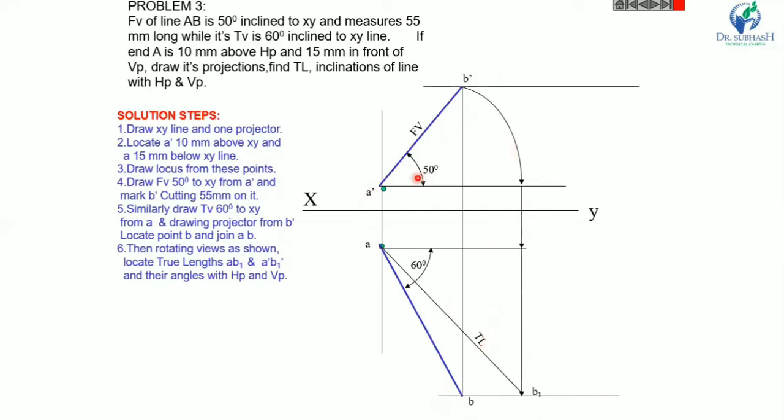Similarly, you can find the true length on front view. So this A dash B1 dash is a true length, and inclination of this true length, here is theta and here is phi. Theta and phi. So measure these two angles. So these are our answers.